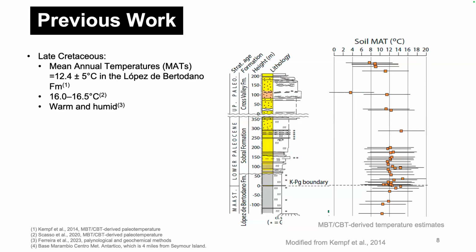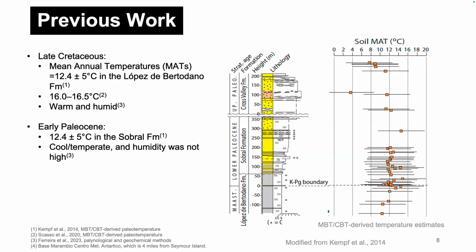Kemp et al. estimated mean annual temperatures of 12.4 degrees Celsius in the Lopez de Bertodano Formation, while Scasso reported slightly higher values of 16 degrees Celsius using the MBT-CBT paleothermometer, a geochemical proxy based on bacterial lipid biomarkers. Ferreira et al. found evidence of warm, humid conditions during this period through palynological and geochemical analysis.